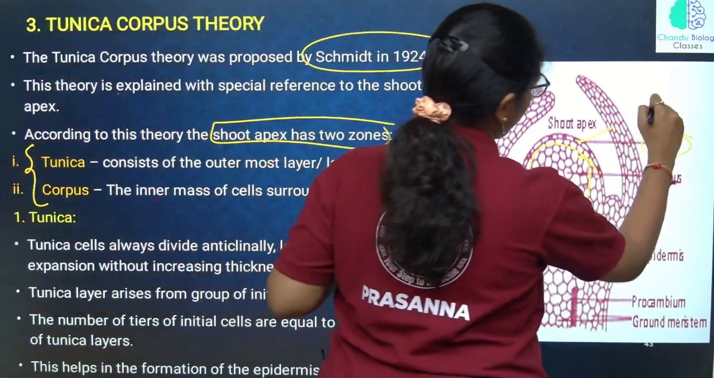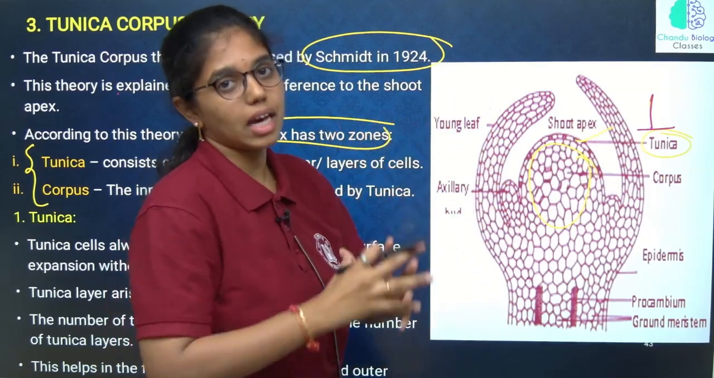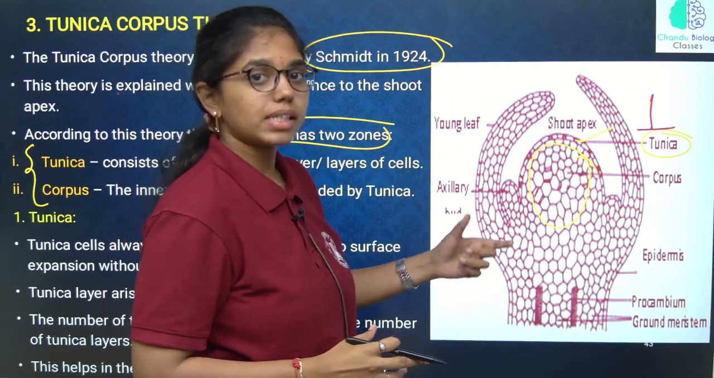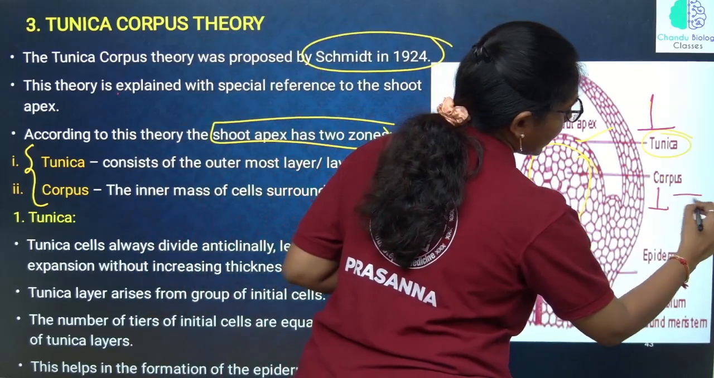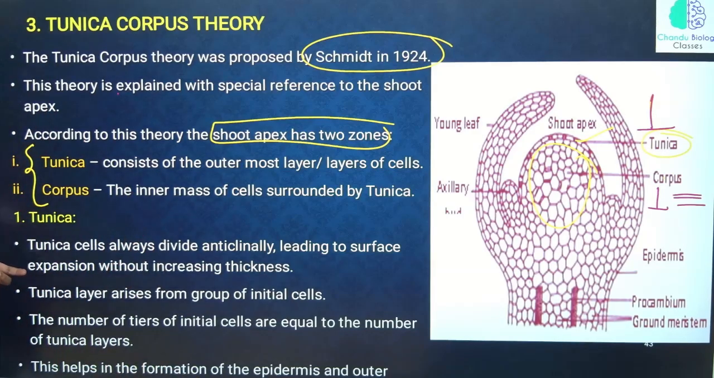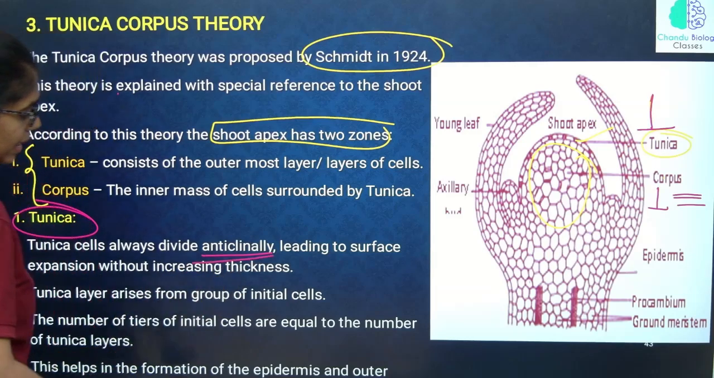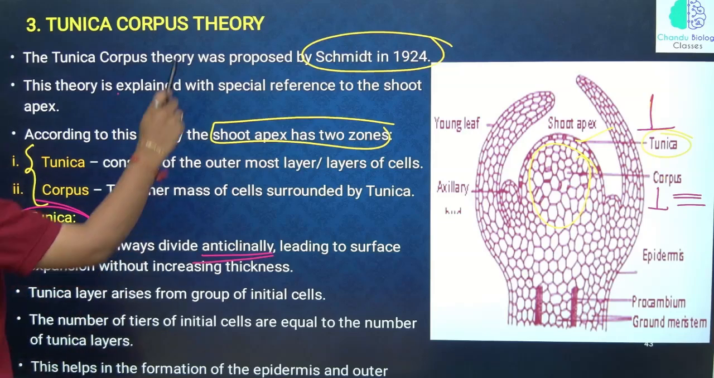Tunica will conduct only anticlinal divisions, and this will lead to an increase in the surface expansion of the plant and an increase in epidermis, whereas corpus conducts both anticlinal and periclinal divisions, which will increase the thickness and volume of the plant. So, tunica cells conduct only anticlinal divisions and increase the surface expansion but not thickness.